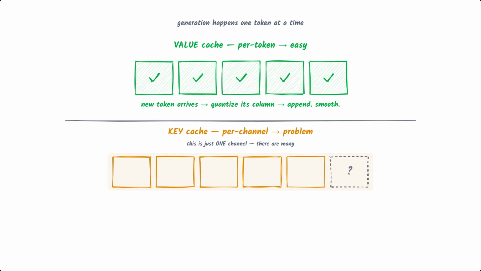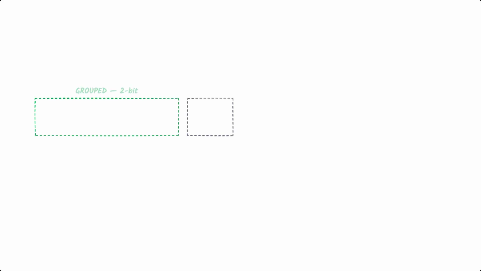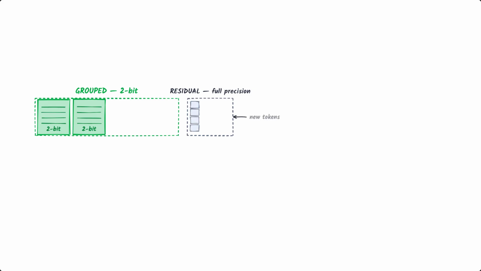The very thing that makes the key cache quantize well is what makes it awkward to implement in a live, token-by-token generation loop. So KIVI needs a data structure to bridge that gap. Here's their solution, and it's clever and practical. Split the key cache into 2 parts. The grouped part holds full, complete groups of tokens, enough to quantize per channel properly, and those get compressed down to 2 bits. The residual part holds the most recent handful of tokens, the ones that haven't yet accumulated into a full group, and those are kept in full precision.